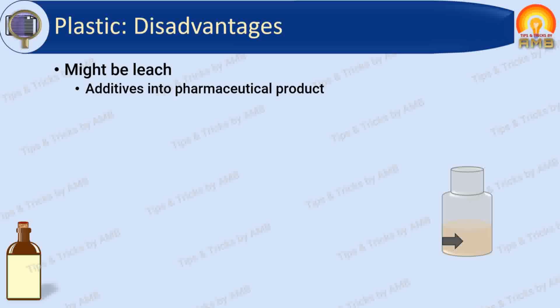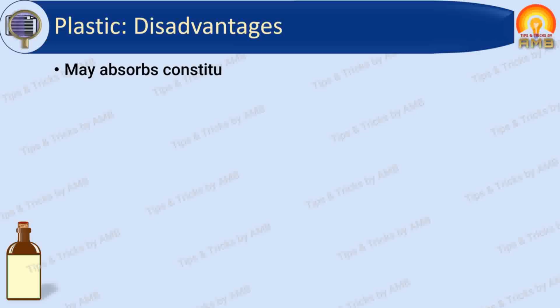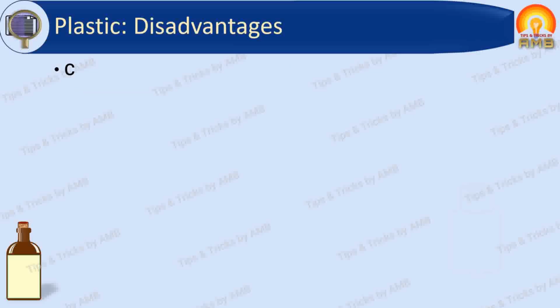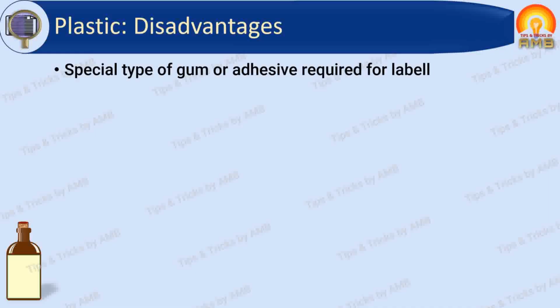Another disadvantage is if some pharmaceutical products come in direct contact with plastic, discoloration of the product occurs. Next disadvantage is plastic containers may absorb the constituents of the product, reducing the potency or concentration of the dosage form. Another disadvantage is they cannot withstand heat. In the heat, they may either soften or distort. Thus, they cannot be used if the product is to be terminally sterilized by the heat sterilization method. The next disadvantage is that a special type of gum or adhesive is required for labeling plastic containers.